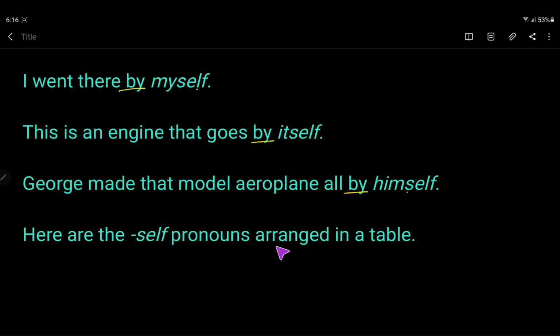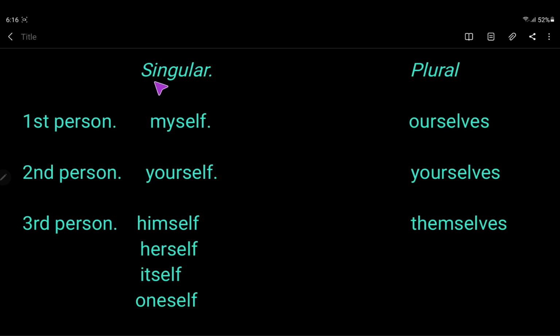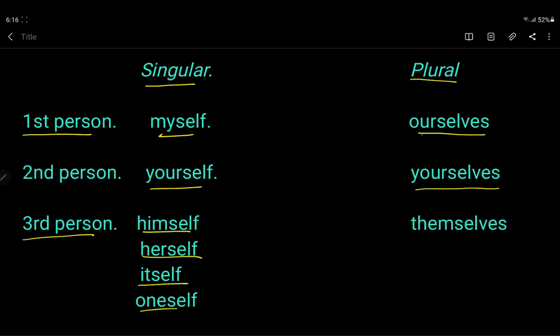Here are the self pronouns arranged in a table. Here, see, singular and plural. First person, myself, its plural is ourselves. Second person, yourself, its plural is yourselves. Third person, there are more: himself, herself, itself, oneself, but the plural form is themselves.